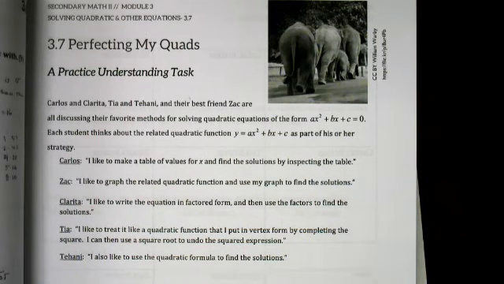All right, here we go with 3.7, practice understanding tasks. This is just going to tie up everything that we've learned so far, and it's just a bunch of practice problems that we're going to do.